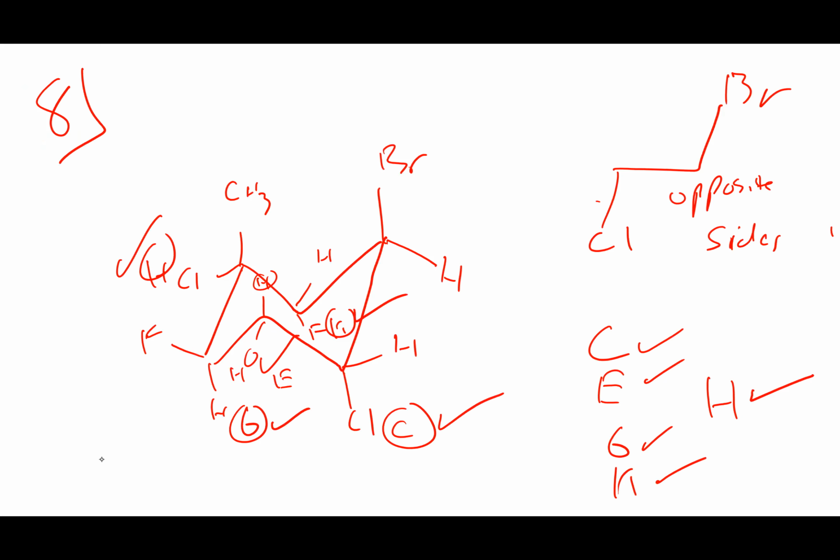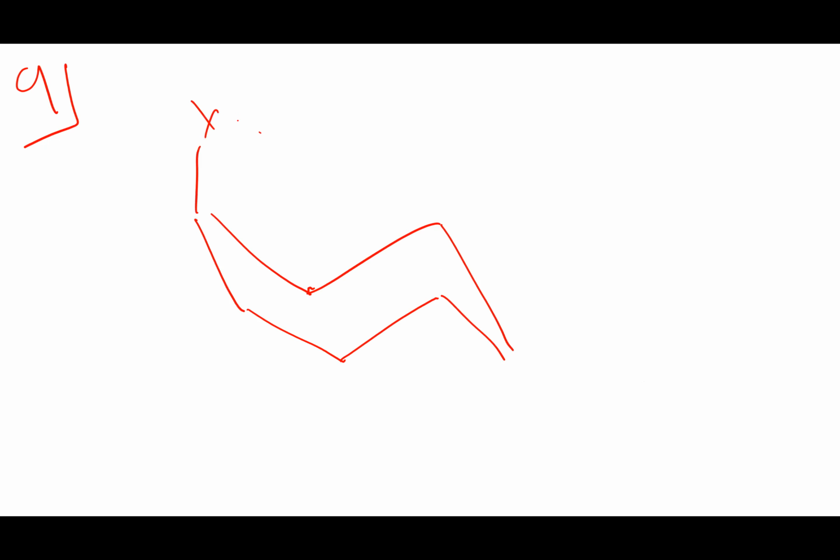So we have a lot going on here. Let's go ahead and draw this. I'm going to start labeling when I put these in. This X right here, I'm going to call it AX for axial. Y, this is going to be EQ for equatorial. And let's just go around.